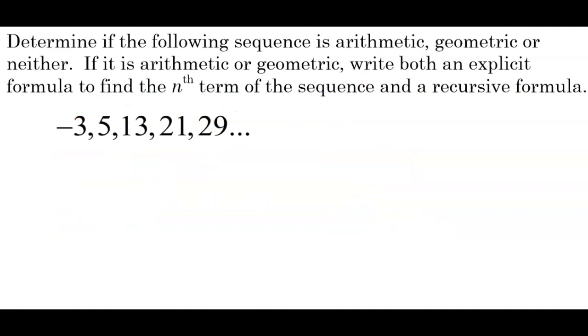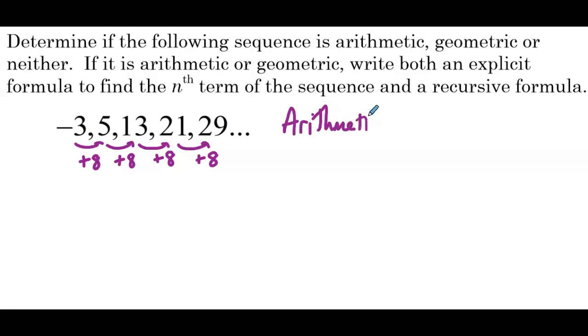Next up, -3, 5, 13, 21, 29, continuing on. So it looks like we're adding to go from one term to the next, but let's check that out. If we add 8 to -3, we would get 5. And then plus 8, we would get 13. Plus 8, we would get 21. Plus 8, we would get 29. So we have a common difference here. That means this sequence is arithmetic. Common difference of 8.